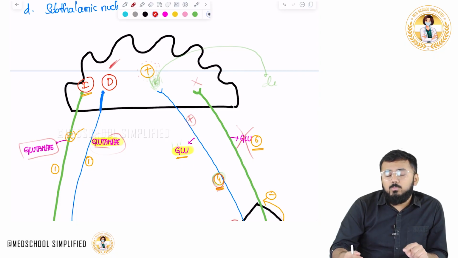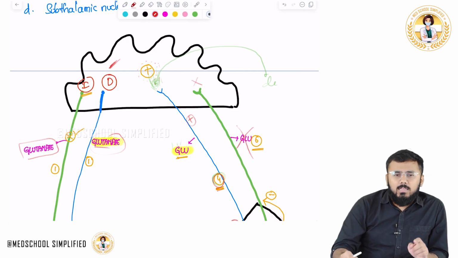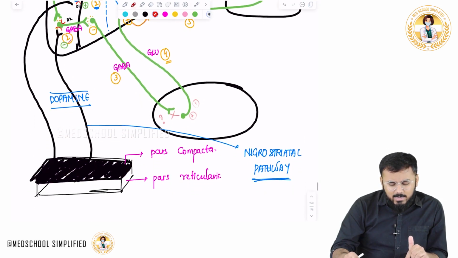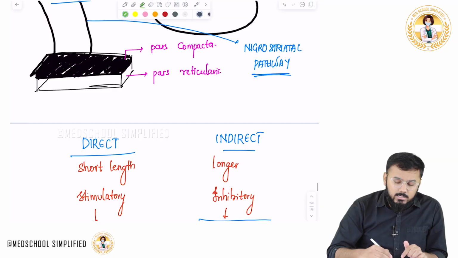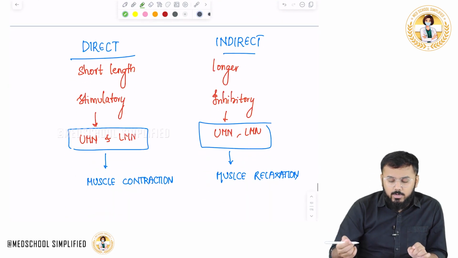You see how these two pathways are happening? These two pathways, the direct pathway and the indirect pathway, occur simultaneously. The moment direct is started, indirect has already started, right? Both of them start at the same time like this. Obviously the same concept goes with dopamine also. We have already discussed in detail about dopamine, the pars compacta and the pars reticularis, that is the nigrostriatal pathway.